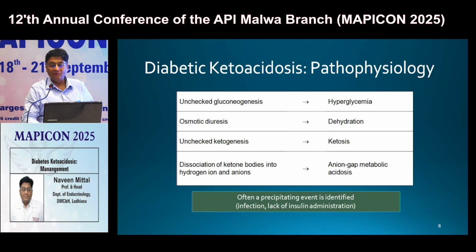So what does it ultimately lead to? Uncontrolled gluconeogenesis leading to hyperglycemia. Osmotic diuresis leading to dehydration. Unchecked ketogenesis leads to ketosis, which are broken down to hydrogen ions and ketone bodies, which leads to anion gap metabolic acidosis. So, high blood sugar, dehydration and metabolic acidosis. Often a precipitating event like infection and lack of insulin is also there.